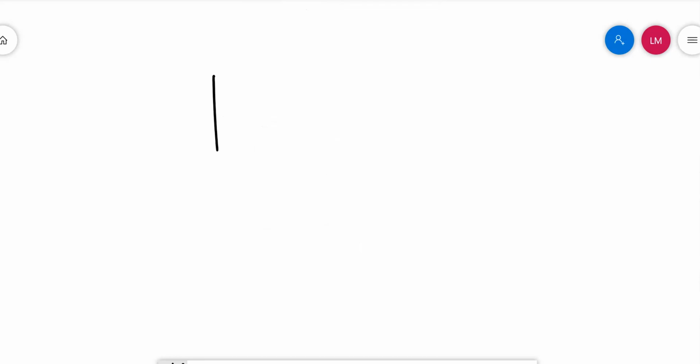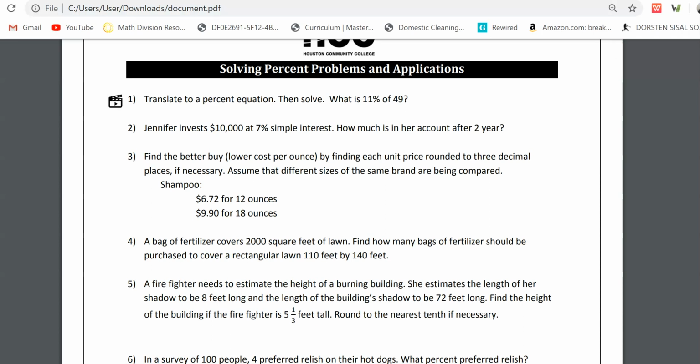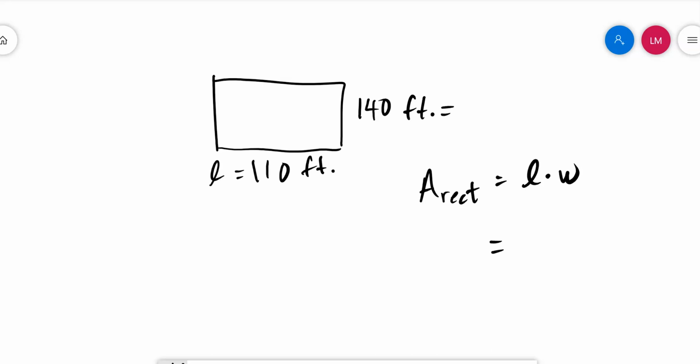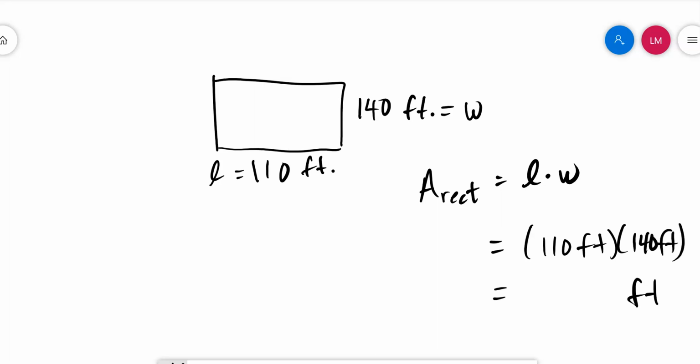So I heard that it's a rectangle. It's 110 by 140. We'll put feet. The area of a rectangle is length times width. So this is, of course, my L. I said it's the horizontal side. W is always the vertical side. So let's do 110 feet times 140 feet. We are going to get an answer in feet squared.